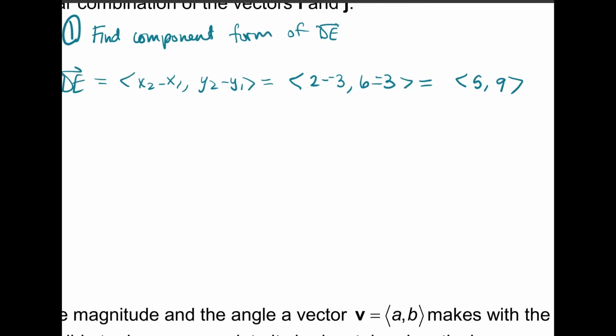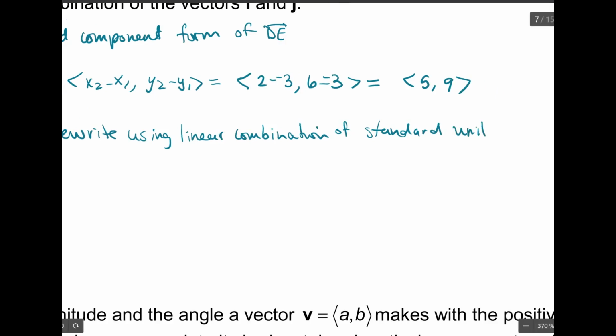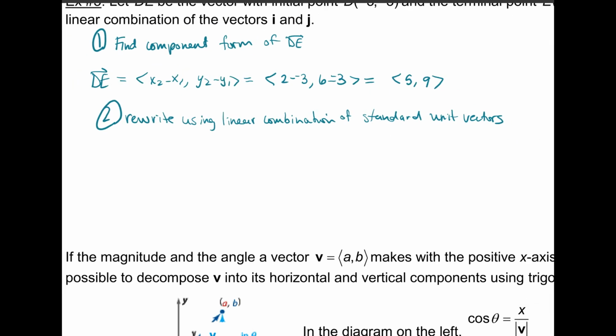Now what we're going to do is rewrite this using a linear combination of standard unit vectors. In the last example, we found the unit vector ourselves. You can use the standard unit vectors, i and j. i hat goes with x, j hat goes with y. They have hats because they're the standard vectors. Literally, that's what it is.